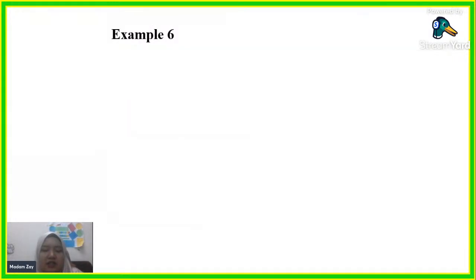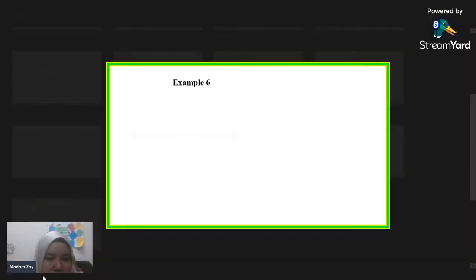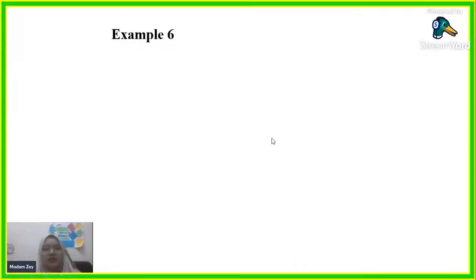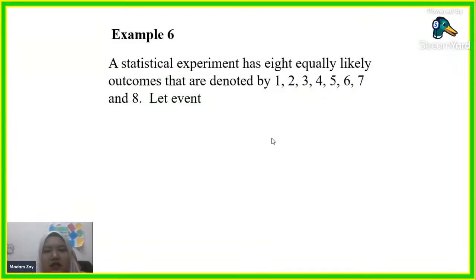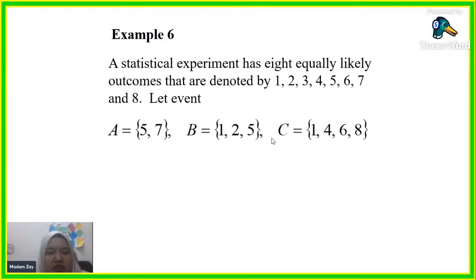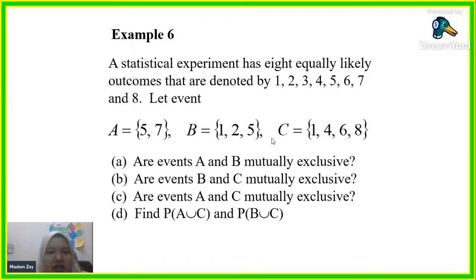Okay, example 6. A statistical experiment has 8 equally likely outcomes that are denoted by 1, 2, 3, 4, 5, 6, 7, and 8. Let A be the event of 5 and 7, B is 1 to 5, C is 1, 4, 6, 8. Are events A and B mutually exclusive? Because we know already that if it is mutually exclusive, the intersection is equal to 0. There is no intersection element.